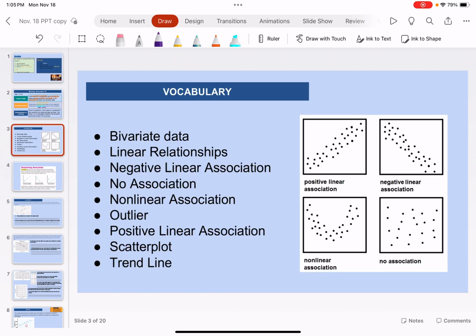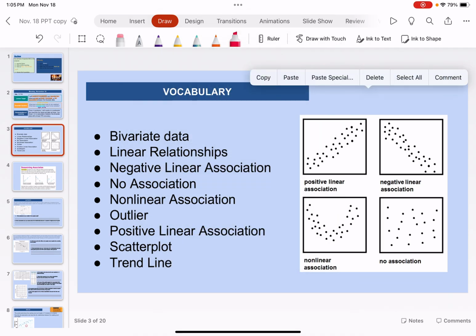They are the same as the other two lessons on scatter plots have been, but I'll go ahead and go over it. So bivariate data is data for two variables, a dependent variable y and an independent variable x that are related. Linear relationships, a straight line relationship between two variables. Negative linear association, when the value of one variable, usually y, tends to decrease as the value of the other variable, usually x, increases. No association, there is no relationship between the variables. Nonlinear association, a relationship between two variables where the direction and rate of change is not constant but changes.